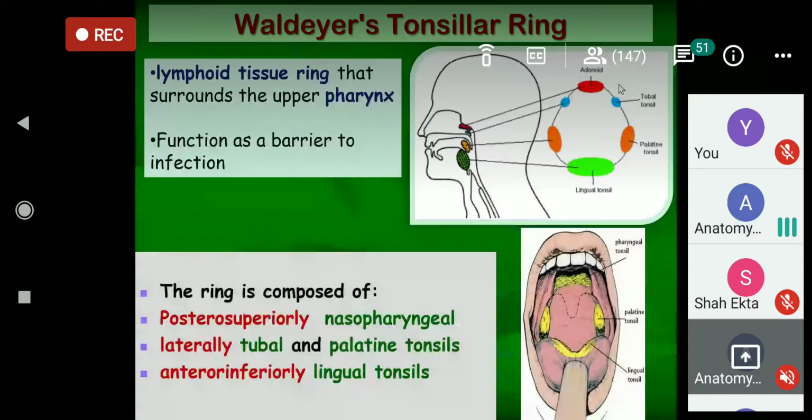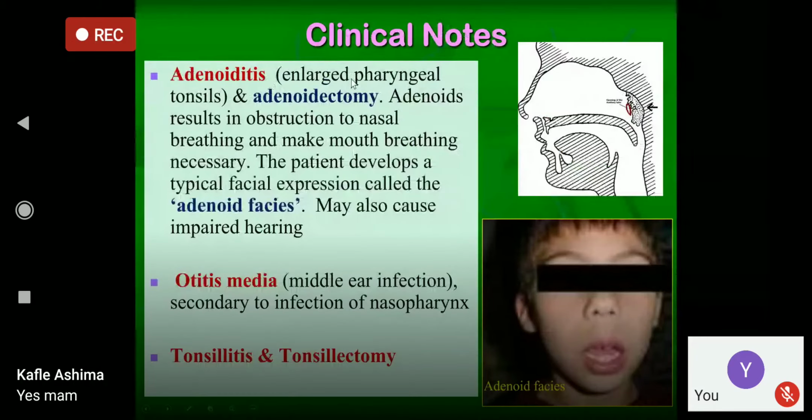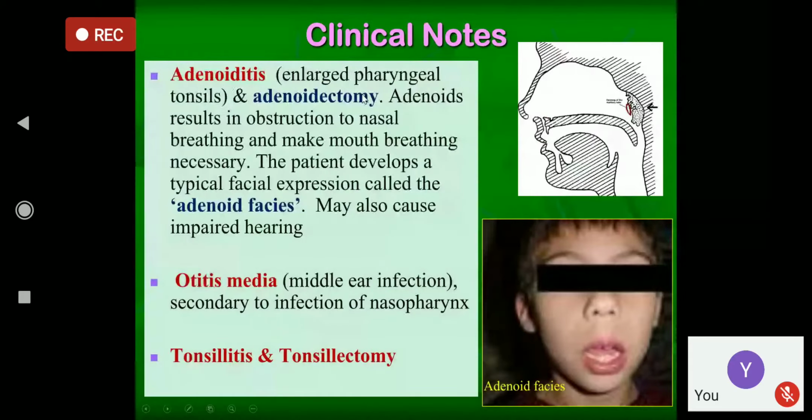Now the applied anatomy of those tonsils. I've already told you about the nasopharyngeal tonsil. When it gets enlarged, that condition is known as adenoiditis. Also, you should know adenoidectomy: the removal of the adenoid is known as adenoidectomy.